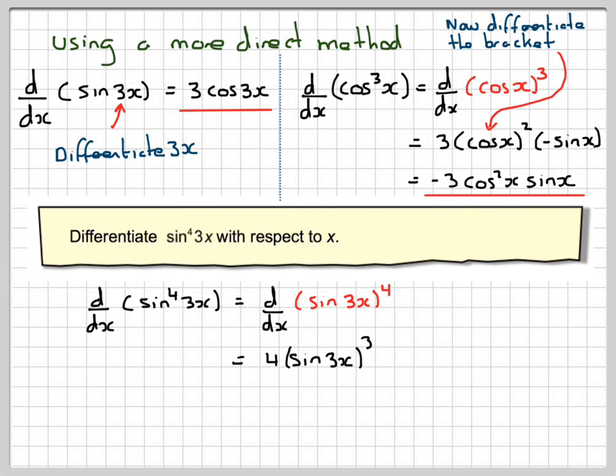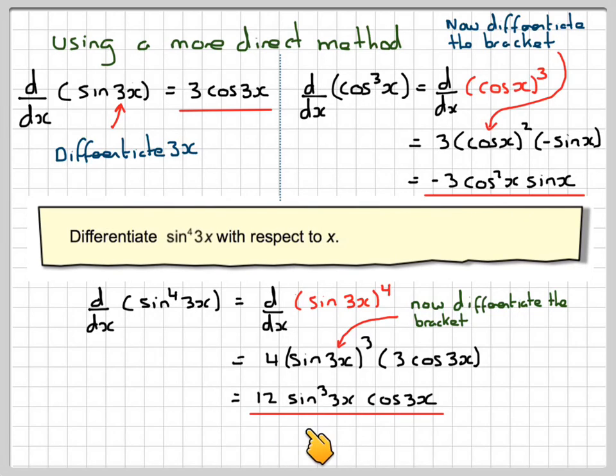If we differentiate sine, we get cos, but we have cos 3x, we have to put a 3 in front like we did up here. So we get 3 cos 3x. Now, 3 times 4 is 12, so the final answer will be 12 sine cubed 3x cos 3x.